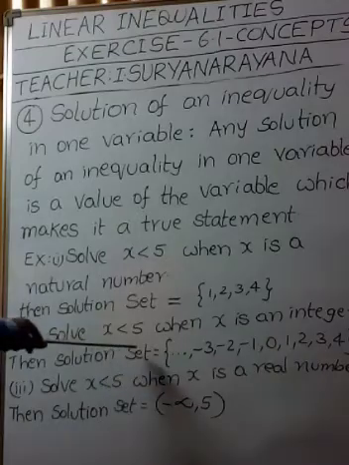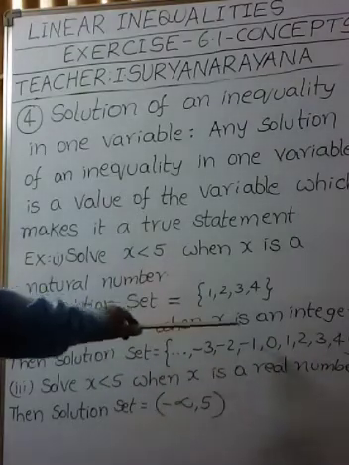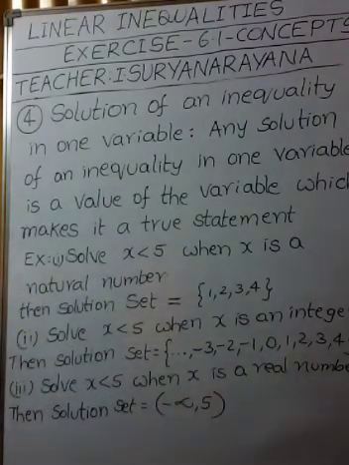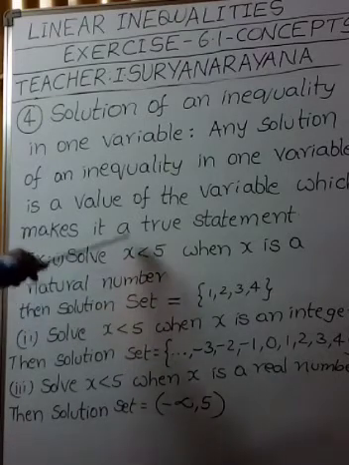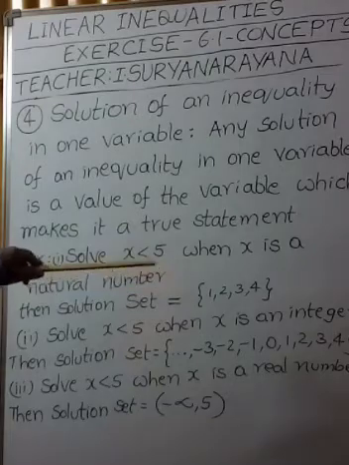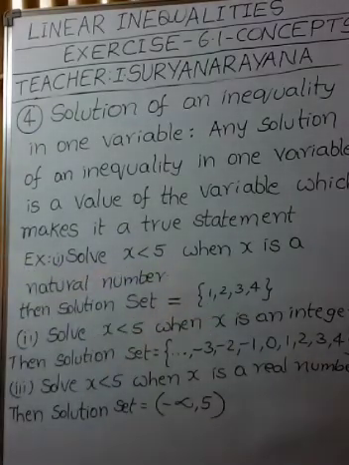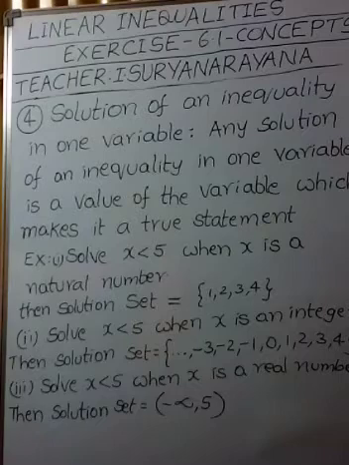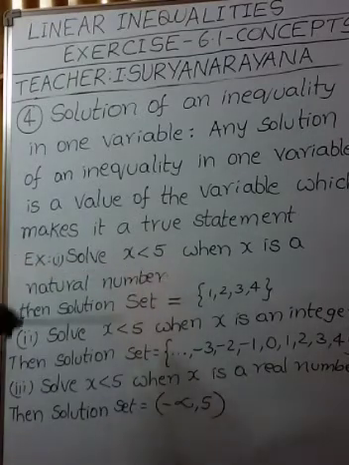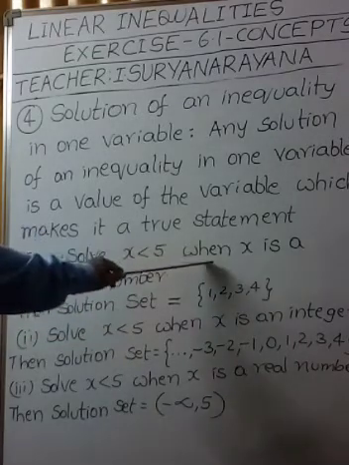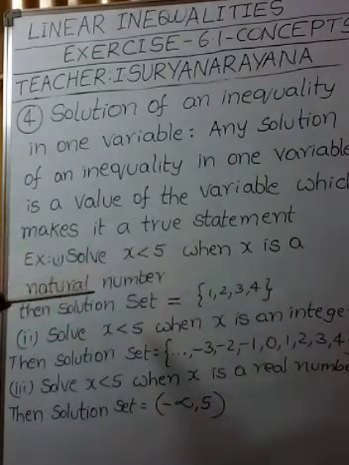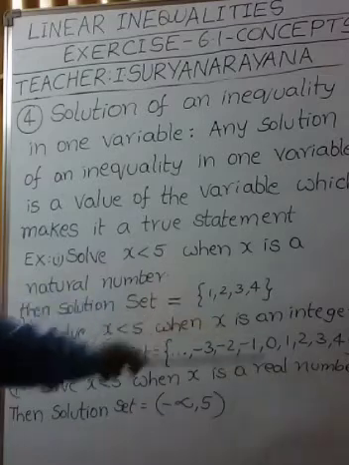Solve x less than 5 when x is an integer. See this second example. I have taken the same inequality, but the condition is different. What is the condition here? x is an integer. Understood this point, my dear children? Here also x less than 5, but the condition is different. Here x is a natural number, whereas here x is an integer.